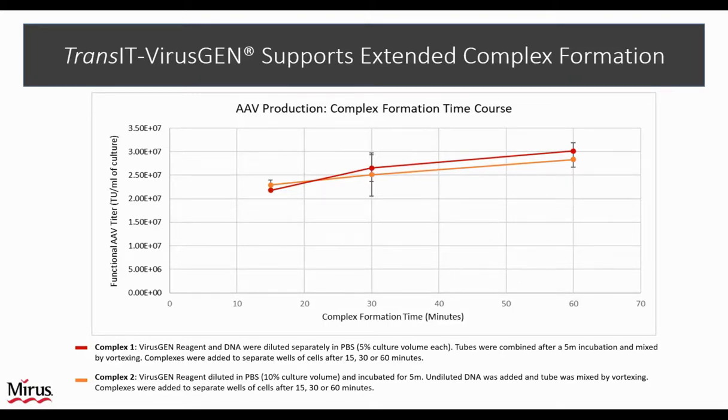In contrast, complex 2, depicted by the orange bar, was formed by diluting TransIT-VirusGEN in PBS, waiting 5 minutes, and then adding concentrated DNA to the VirusGEN PBS tube, followed by a quick trip to the vortex for mixing. These complexes were also added to cells at 15, 30, and 60 minutes. What this data shows is that both methods work equally well and that you can expect similar titers from adding complexes anywhere from 15 to 60 minutes.